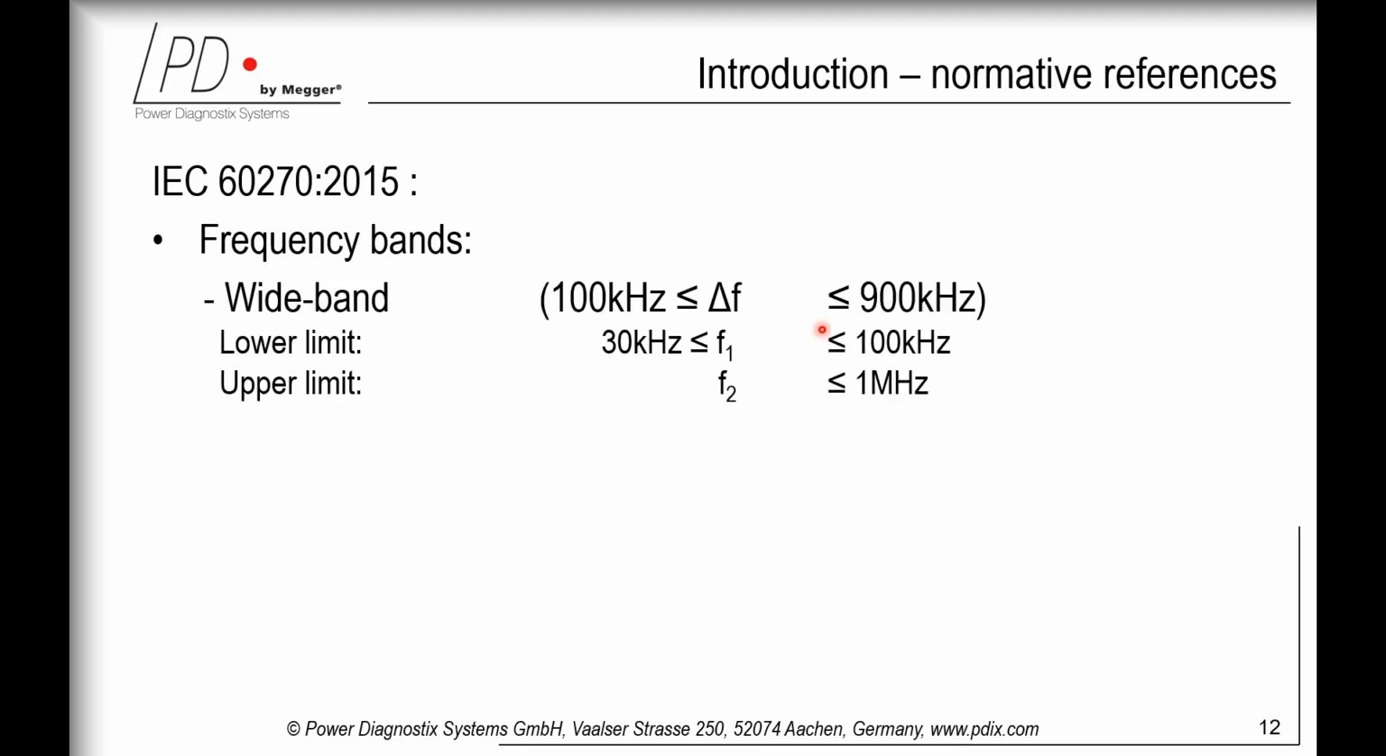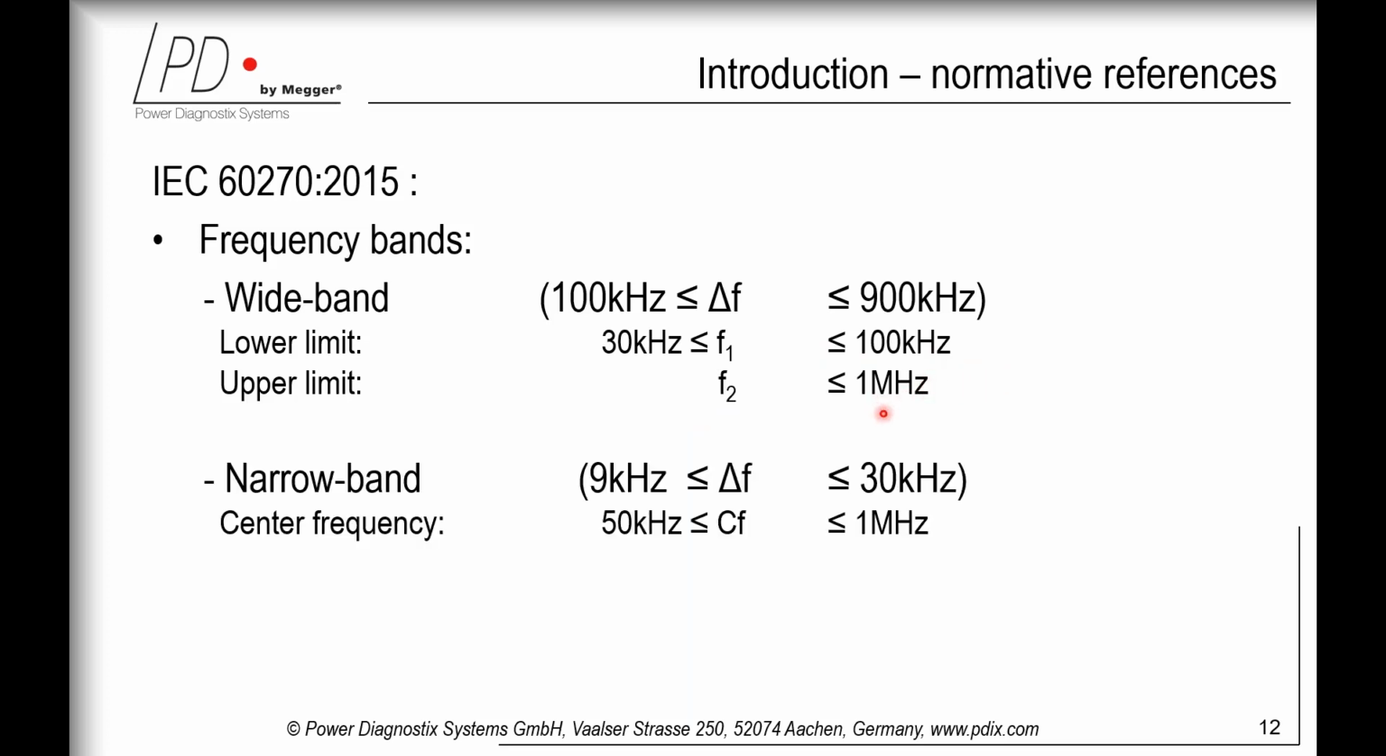First, wideband measurements. Wideband measurements according to IEC 60270 are measurements with a bandwidth between 100 and 900 kilohertz. Together with the bandwidth, the IEC also limits the allowed lower and upper corner frequency. The lower corner frequency has to be between 30 and 100 kilohertz, and the upper cutoff should not exceed 1 megahertz. The second option are narrowband measurements. Here, the bandwidth has to be between 9 and 30 kilohertz, and the frequency has to be between 50 kilohertz and 1 megahertz.